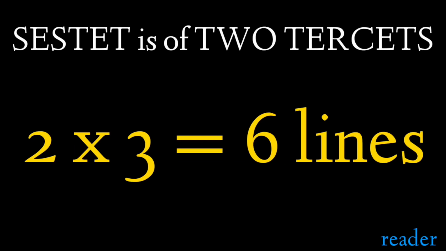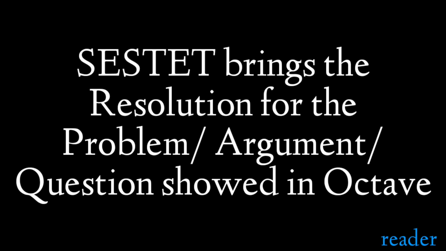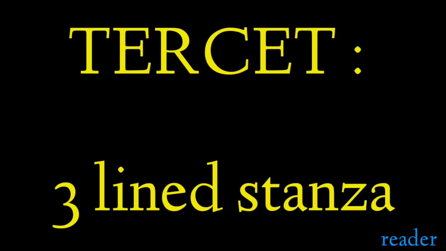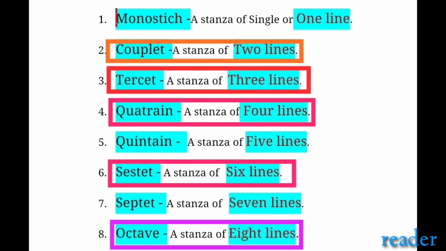The sestet is of 2 tercets, proposing the resolution of the problem in the octave. In the sestet, we can see the resolution for the question or argument in the octave. A tercet is a stanza of 3 lines, and a quatrain contains only 4 lines. The octave is written as 2 quatrains, that means 8 lines, and the sestet is written as 2 tercets, which means 6 lines.